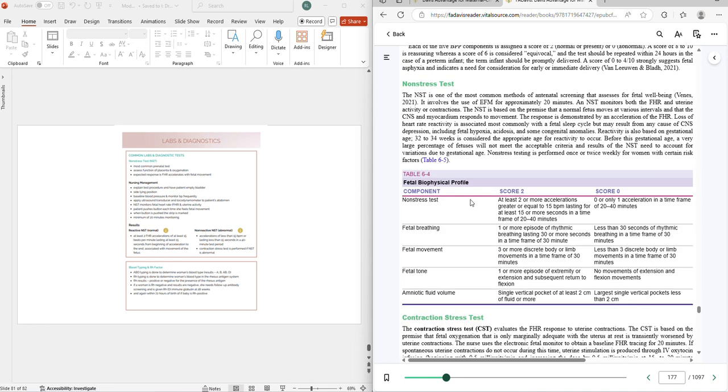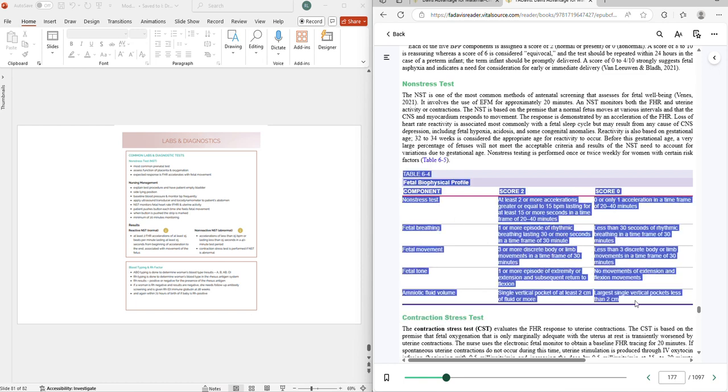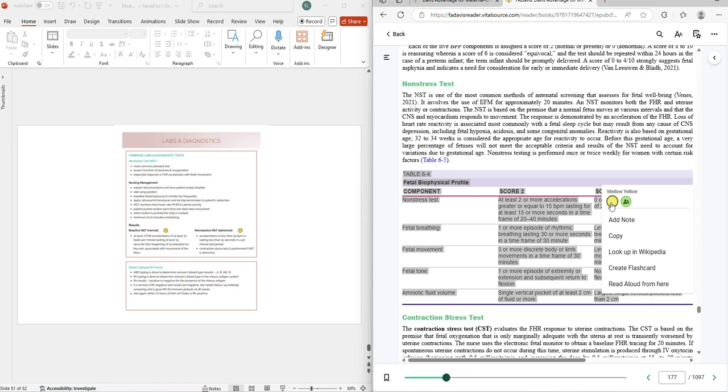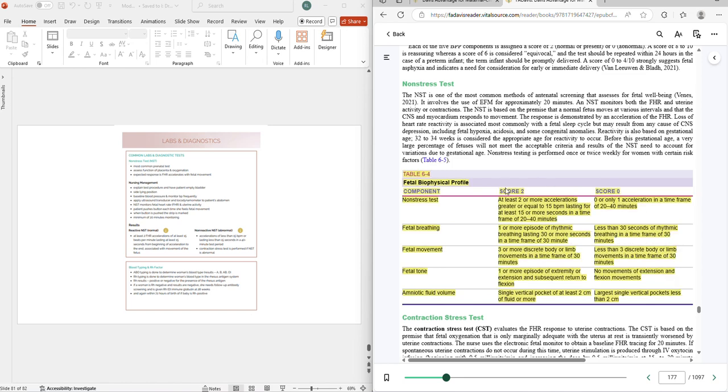Now, non-stress test. Non-stress test is a common screening that we do for fetal well-being. It explains it over here. So we want a reactive non-stress test. A non-reactive is abnormal, and we're going to talk about this. This is important. Wink and lollipop, you need to know this chart. You need to know how we're measuring.